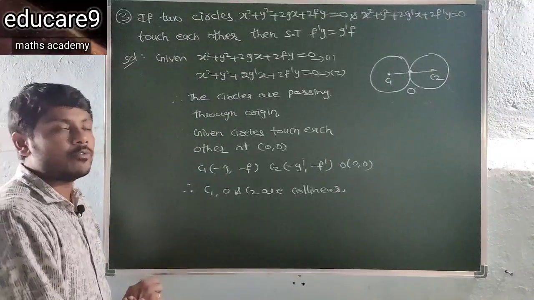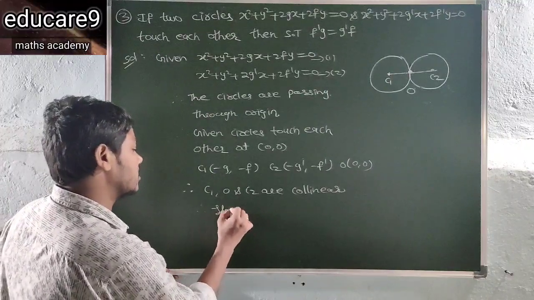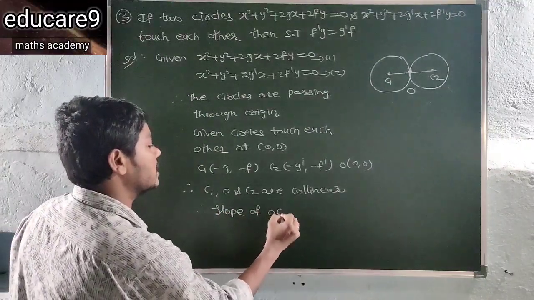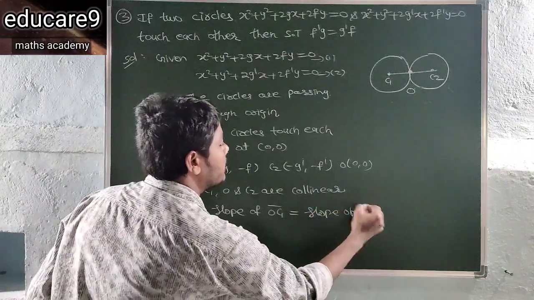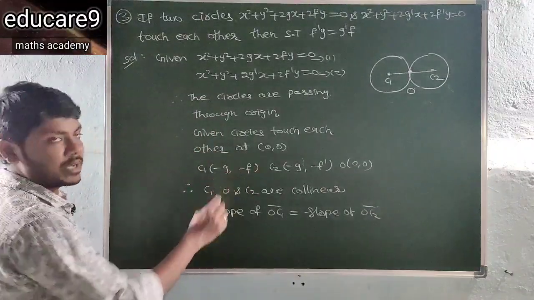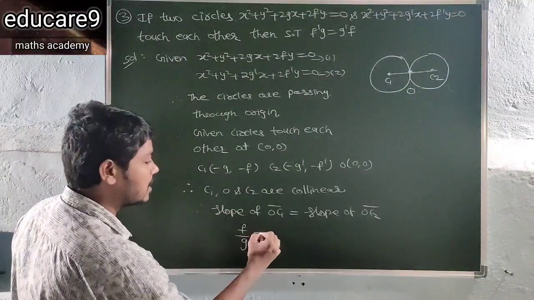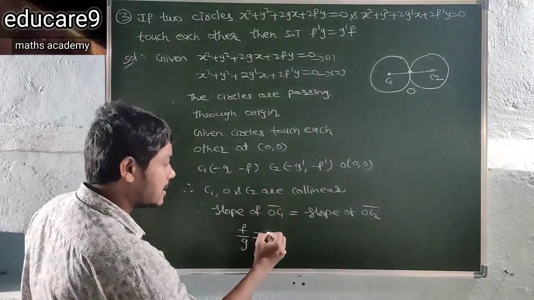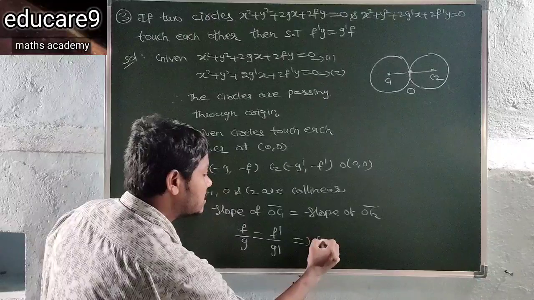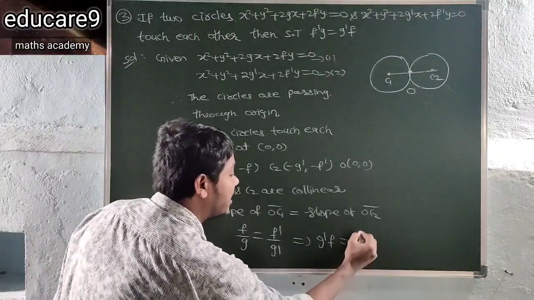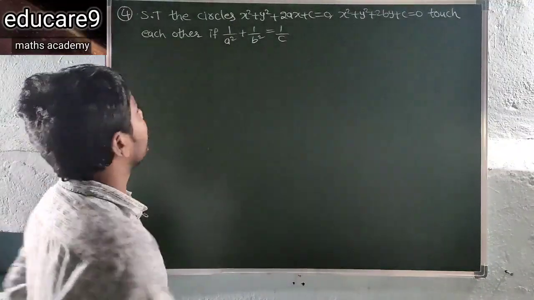Therefore slope of OC1 is equal to slope of OC2. See here, find slope of OC1. So what is that? 0 minus of minus f, that is f by g, is equal to slope of OC2, that is f dash by g dash. So clearly from this, g dash f is equal to what? f dash g. So this is the required condition. So see here, next, question number 4.